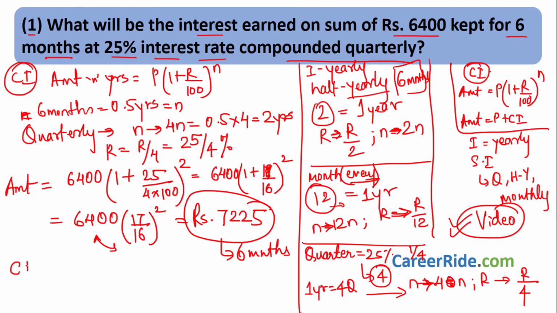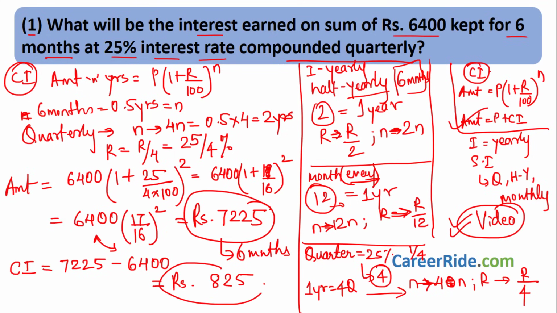Now over here the amount after 6 months is 7225. So what is the compound interest? We know amount is principal plus compound interest. We have seen it over here. So compound interest would be amount minus the principal, and that would give us rupees 825. So the compound interest earned after 6 months would be rupees 825. See how easy it was. There is nothing to it. You just need to remember the formula and you will be directly able to put in the values and solve it.